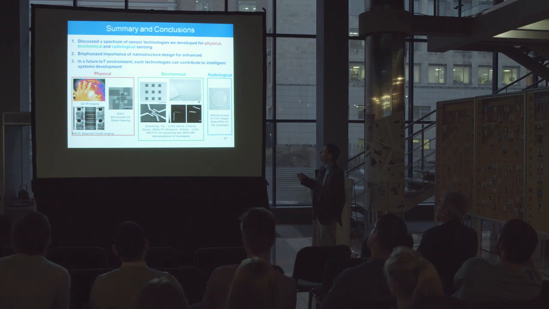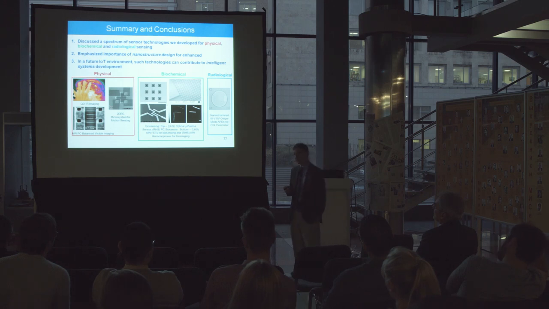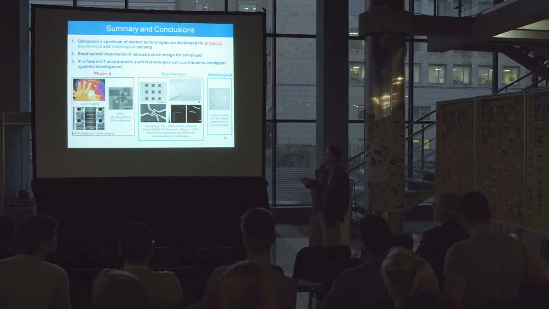So we discussed a spectrum of sensor technologies for physical, biochemical, and radiological sensing. I just gave you one example in this case. And the message I want you to take home is how important the design of these nanostructures is in order to get these enhanced properties that you can use to make really interesting sensors. And with IoT platforms and wireless connectivity and so forth, you can start to put these things together to make intelligent sensing systems where you have a fusion of information from these three things, for example, to make intelligent decisions on something.